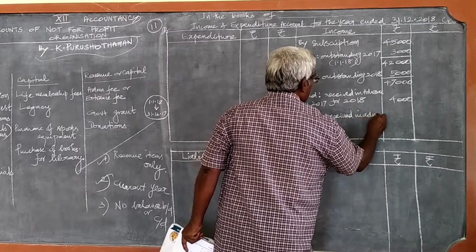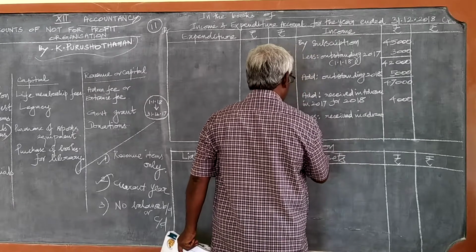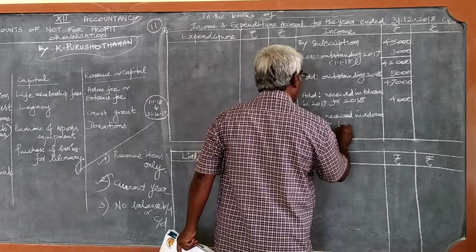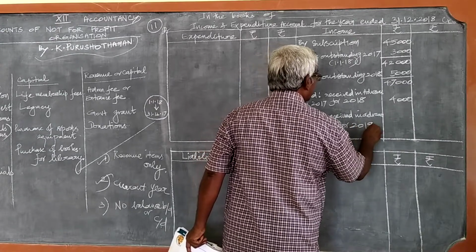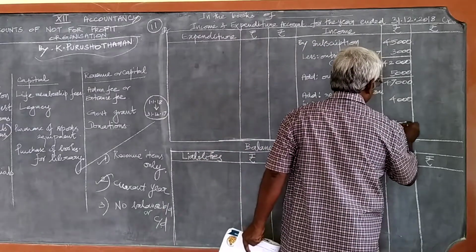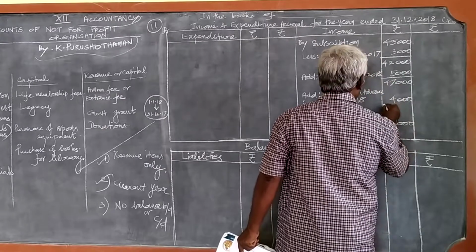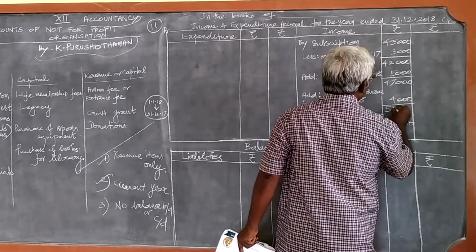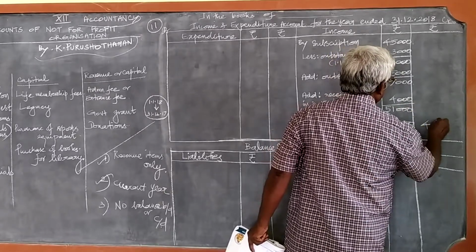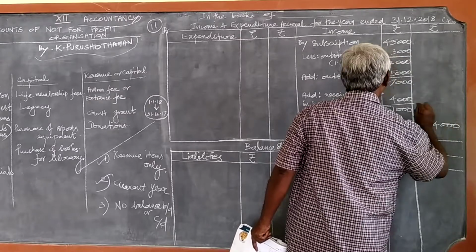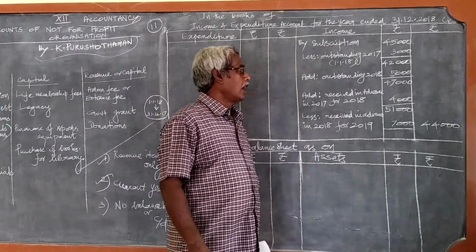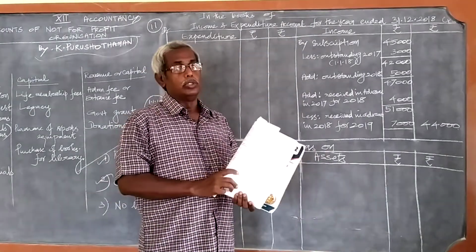received in advance in 2018 for 2019. The amount is 7,000. So you add these two, you will get 51,000. From 51,000 you minus 7,000, you will get 44,000. This is the final amount of income and expenditure account. This is what we have to find out.